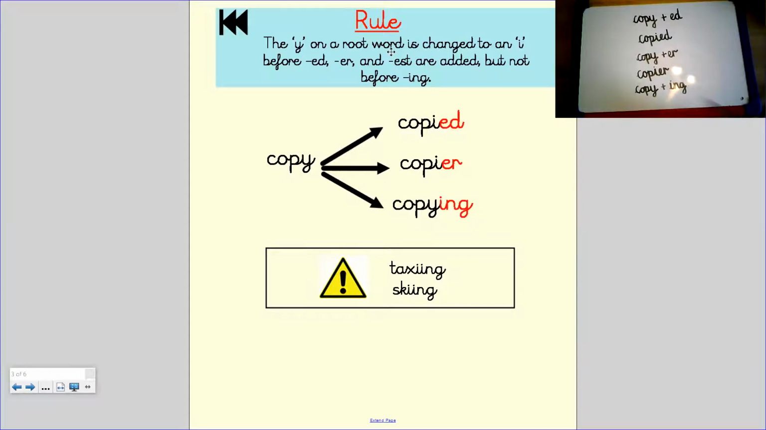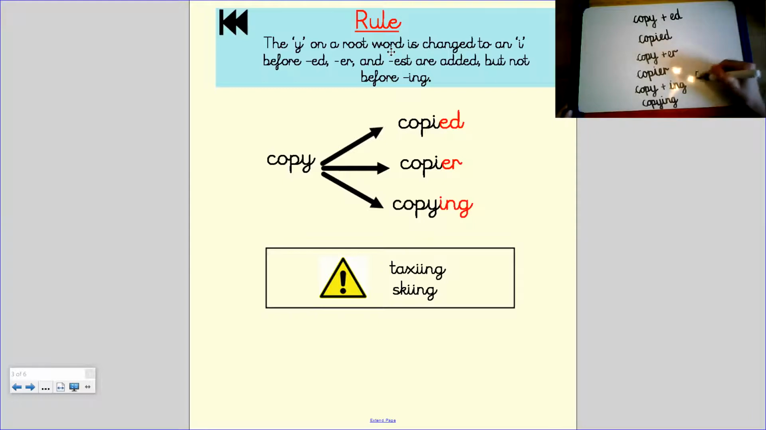So this one's really simple. Copying, keep my y the same, and add ing. Copying. Now, I just want to show you why we don't actually change the y to an I when our root word ends in a y.